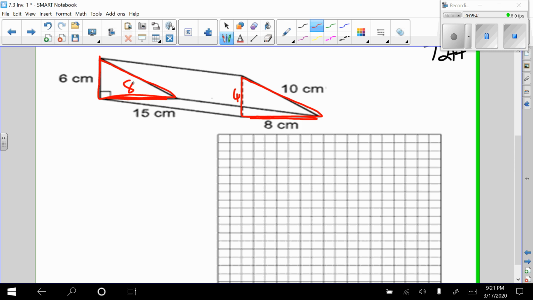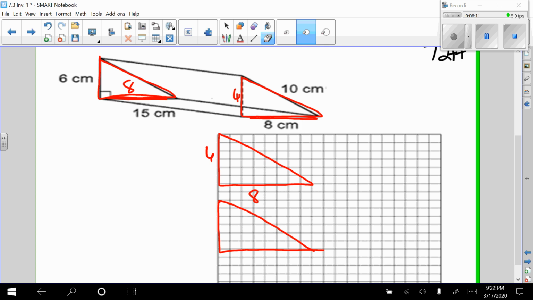So if I drew out these triangles, I would draw them 6 by 8. And that could be my triangle, 6 by 8. And I would need 2 of them. That would be 6 by 8. There it is, 6 by 8 for that one.